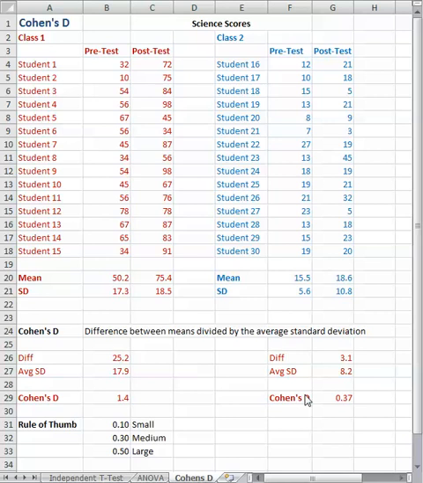I'm going to talk about Cohen's d and why it's useful for you. And I'll do that with a couple of examples. So let's take a look at class one here. There are 15 students in the class, and they wrote a pretest, and they got 50% on that pretest. And then they were exposed to a fancy new teaching method, and their average score was 75.4. Well, that looks pretty good.